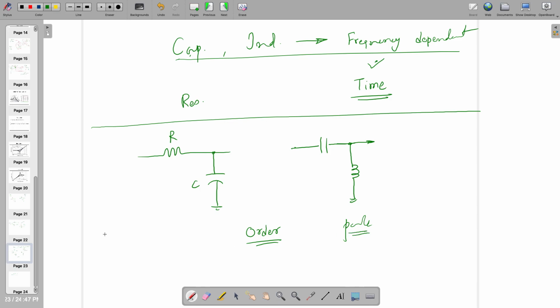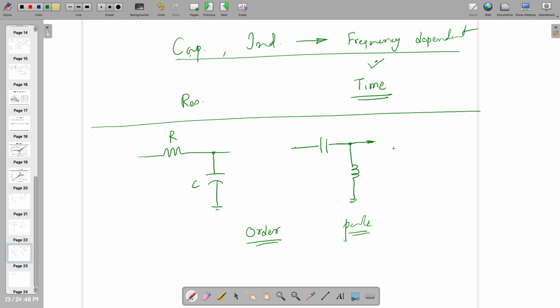Now the question is zeros. Those should be different elements, or even if they are the same, we can say order. Effective number of capacitors and effective number of inductors has to be some number n. You can check that. You can make any circuit and find out the order of the system.